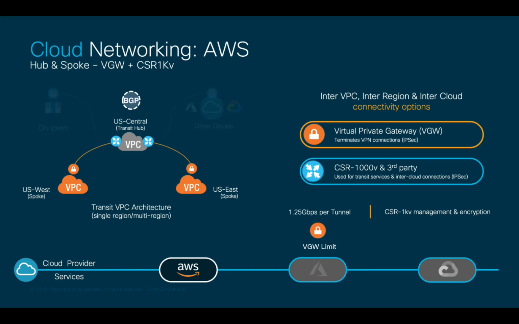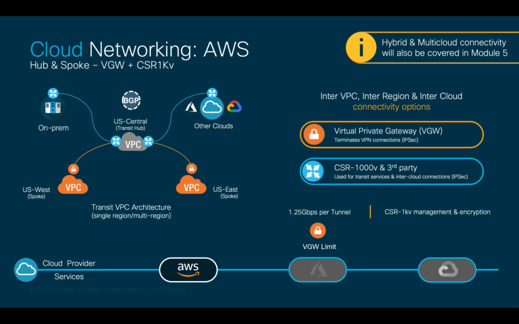BGP is commonly used to exchange routing information between clouds and sites. We will be covering hybrid and multi-cloud connectivity in Module 5, where we will learn about multi-site ACI, so stay tuned.